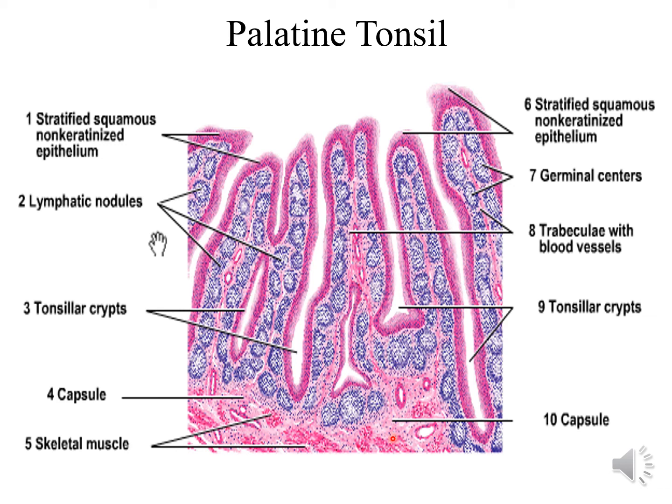So we have a base and a capsule, and from the capsule trabeculae extend upward. These trabeculae contain lymph vessels, and along with that they also contain capillaries and venules. On the outer, or oral, surface we have stratified squamous epithelium, and below that we have lymphatic nodules, and this surface is deeply grooved by crypts known as tonsillar crypts. So this is all about the palatine tonsil.